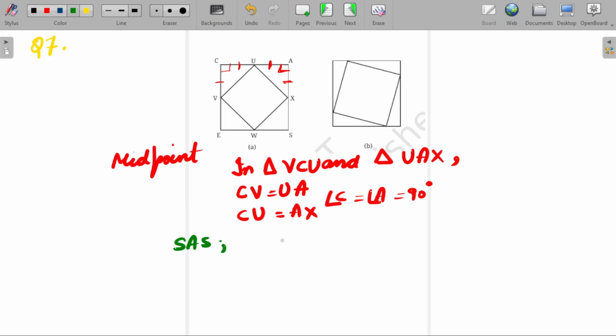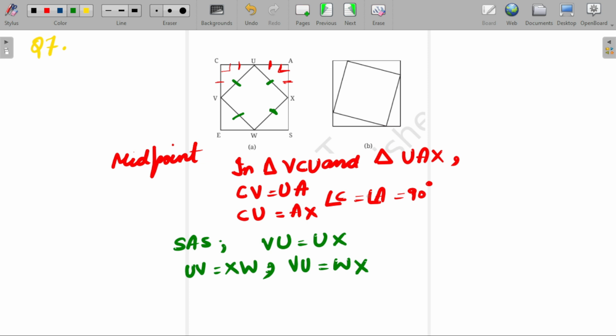So by CPCT, we get VU is equal to UX. We proved with the help of congruency that VU is equal to UX. Similarly, if we use the other pair of triangles, we'll get VU is equal to XW and VU is equal to WX. We can prove that all these sides are equal to each other with the help of CPCT.